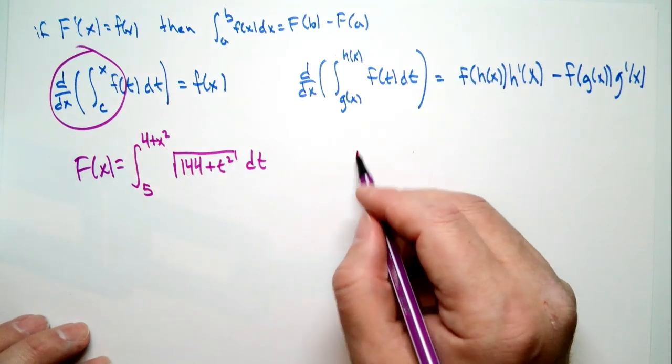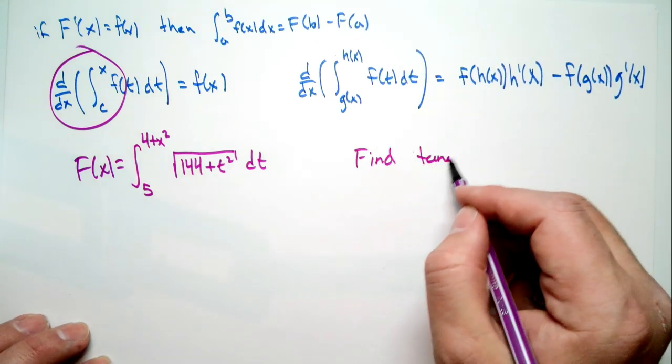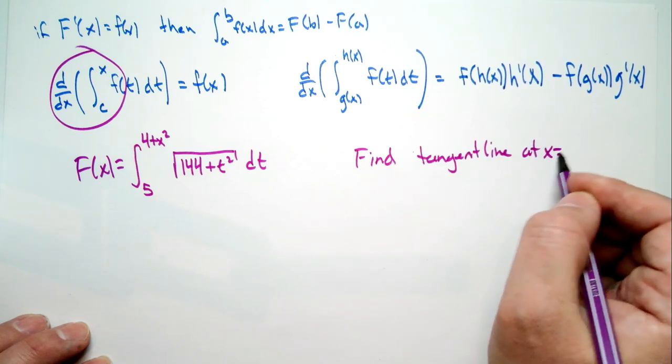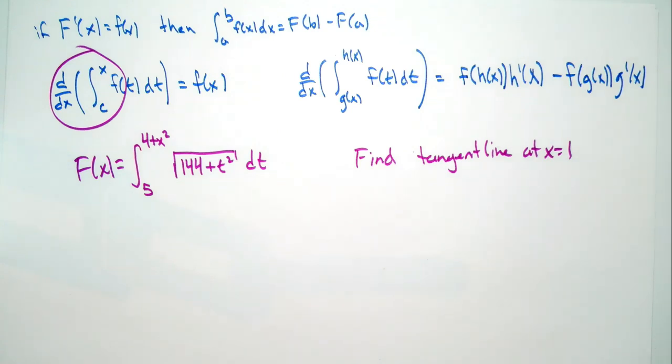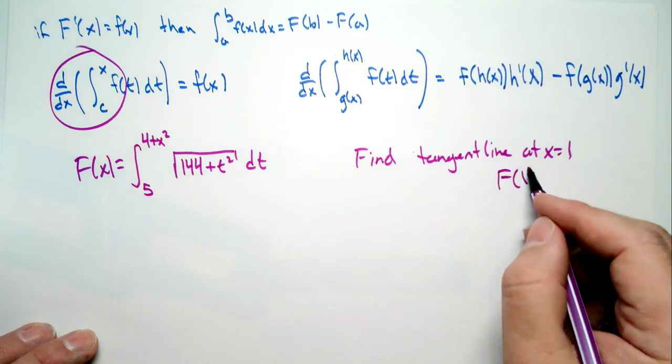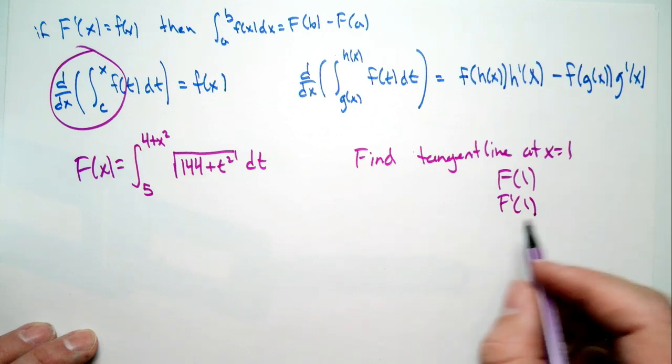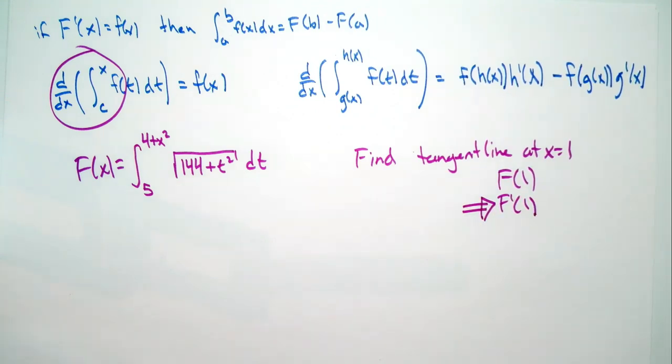And the question is, find a tangent line at x equals 1. So you're just doing one similar to the quiz. Well, if you need a tangent line, what do you need? Point and slope, right? Which for us means F of 1 and F prime of 1. And so here's where you see why the fundamental theorem of calculus comes into this type of problem, because there has to be a derivative at some point. We may not always explicitly state that there's going to be a derivative involved, but if you're looking for a tangent line, you have to find that F prime, and that's why it comes into play.